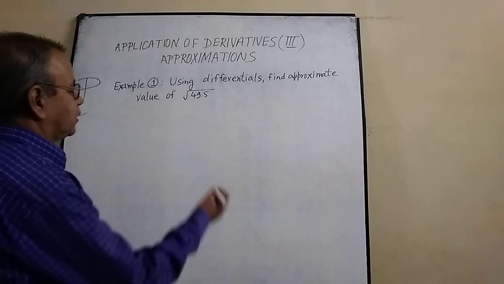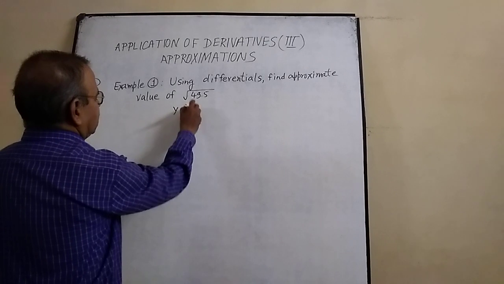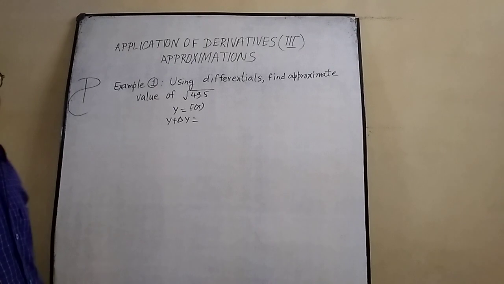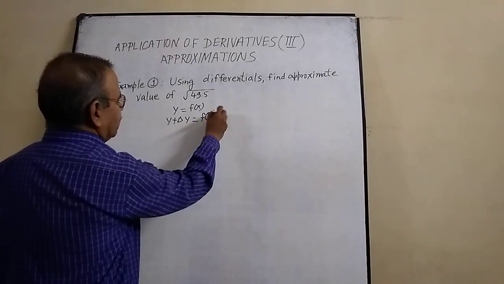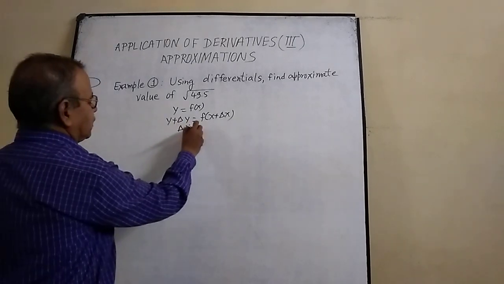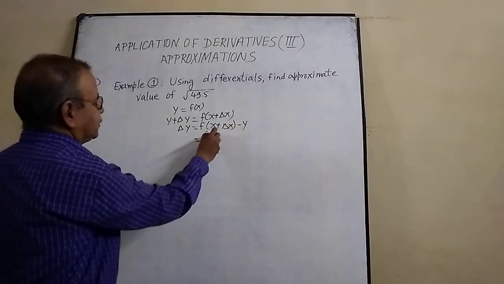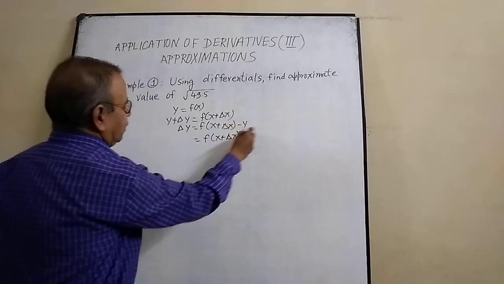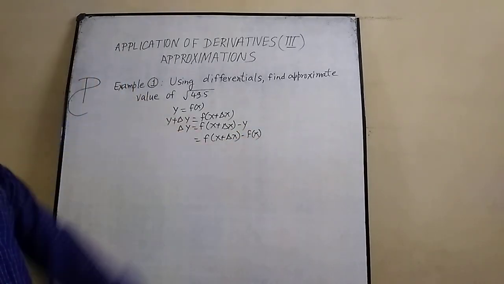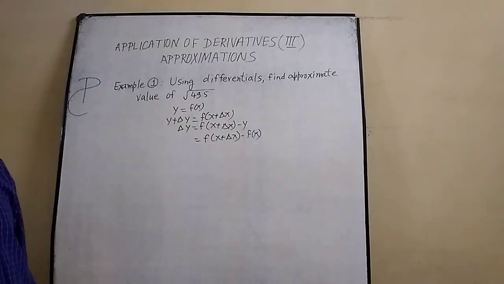Here we suppose, as we already discussed in the initial stages, y is equal to f(x), so y plus delta y is equal to f(x plus delta x). With the help of this, we also write delta y is equal to f(x plus delta x) minus f(x). Now I am using this to solve the value of the square root of 49.5.